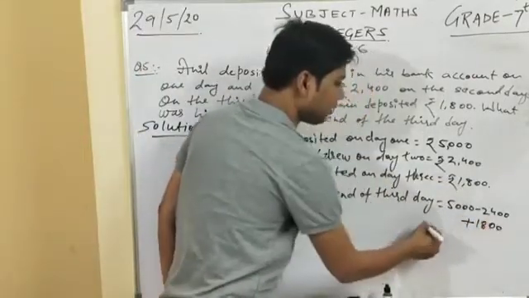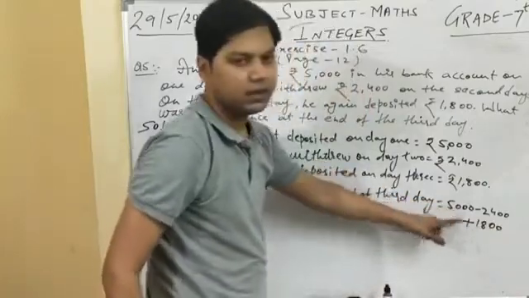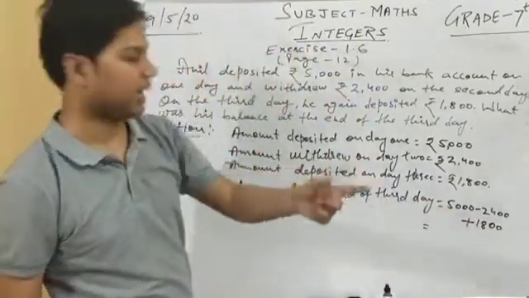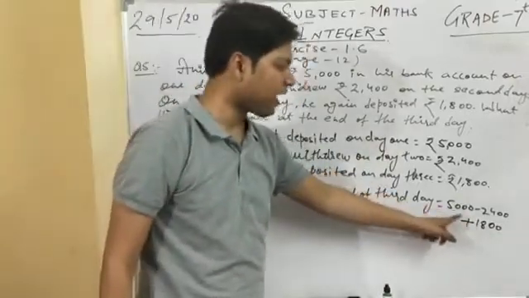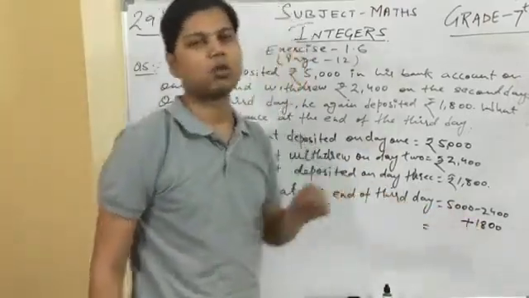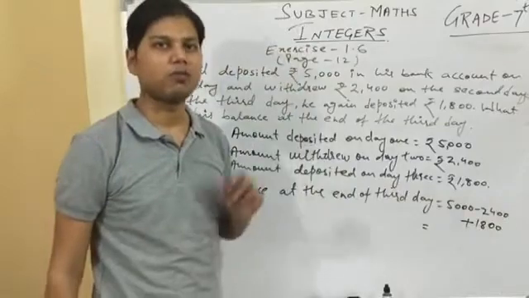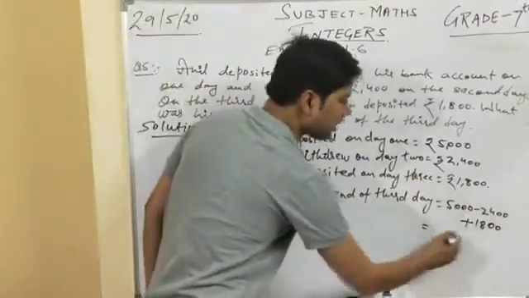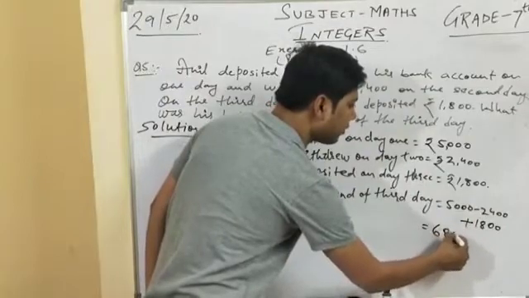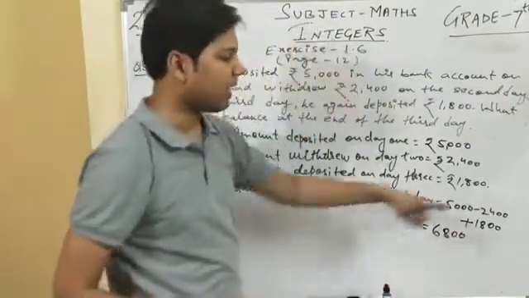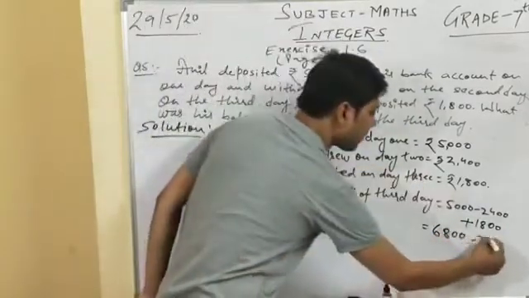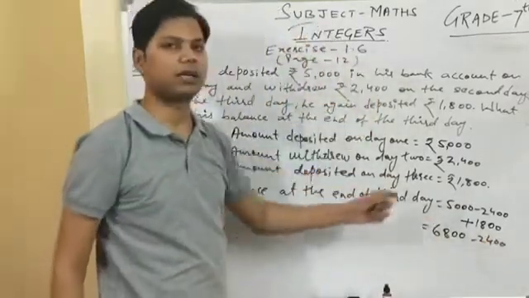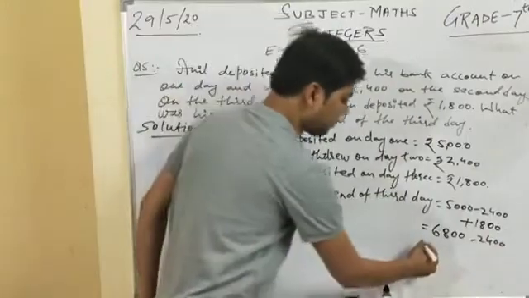1,800. Now we have two positive integers, and according to BODMAS we have to add first, then we have to subtract. So both are 5,000 and 1,800. Both are positive integers. First of all, we have to add them, and when we add, we get 6,800 rupees. Then minus 2,400. Now we have one positive and one negative integer. We have to take the difference of them. We have to subtract it.